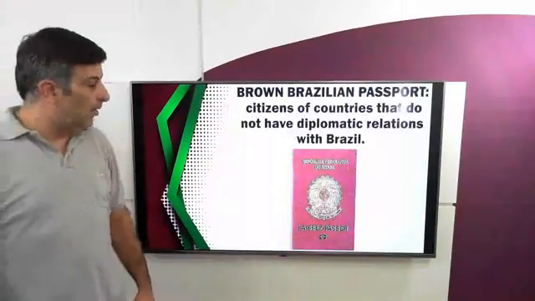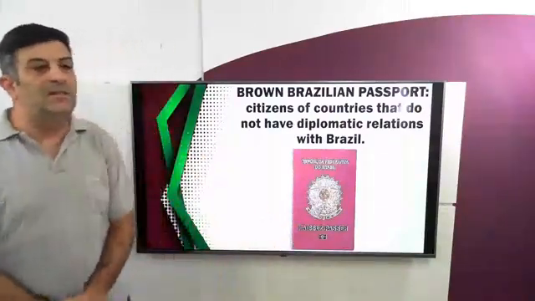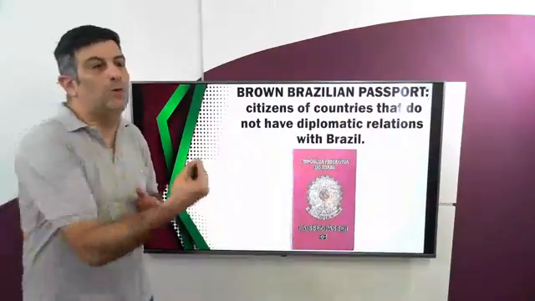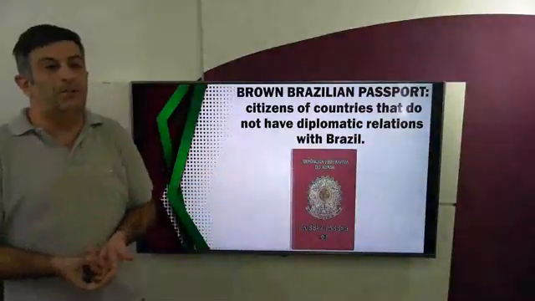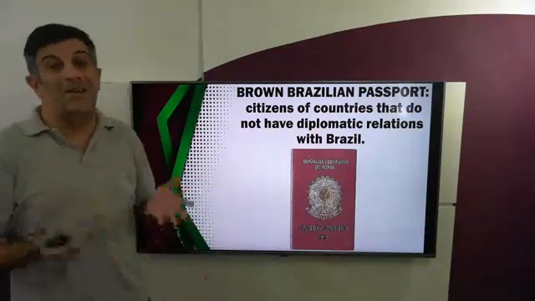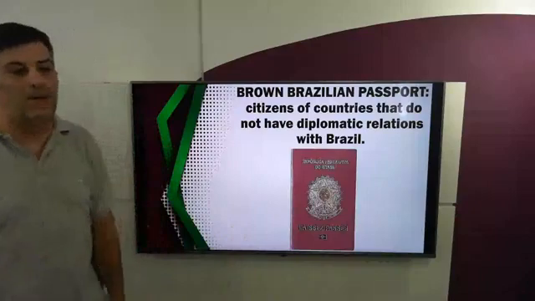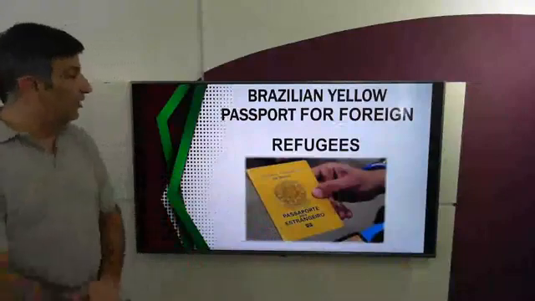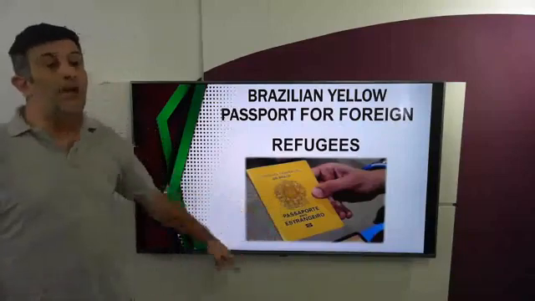The brown one is called laissez-passer. It's some kind of passport for people going to another country that doesn't have a close relationship with Brazil, okay? The relations between Brazil and these other countries are very distant, okay? So we use this kind of passport. And finally, you have a yellow one for the refugees, okay? If you are a refugee, you use the yellow passport.